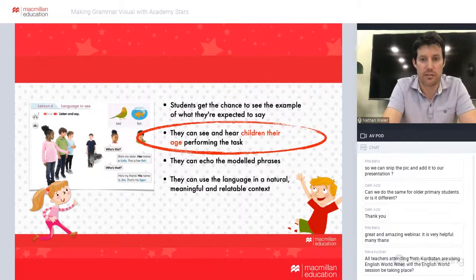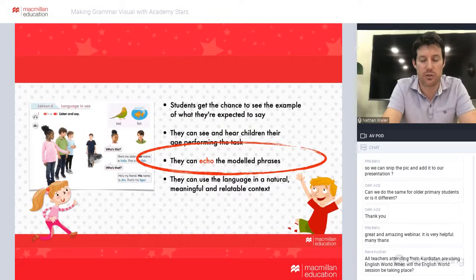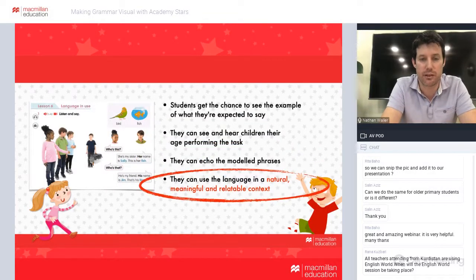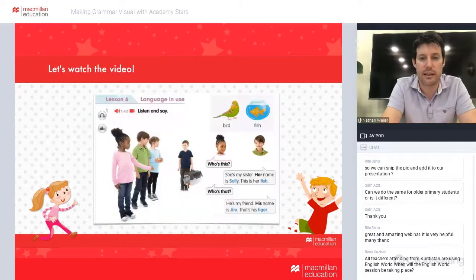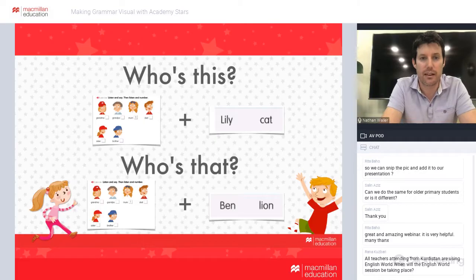And we just mentioned all of these. I think it's just circling them. Yep, so seeing children their own age perform is really important. Seeing it in a natural, relatable context is important as well. And again, we want them to use it.